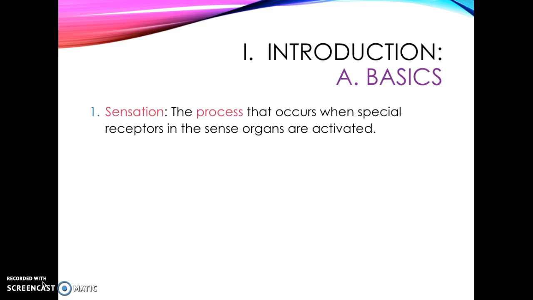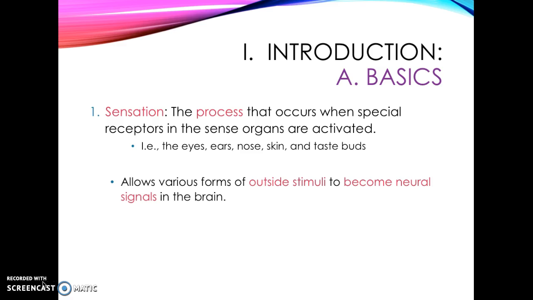So looking at the basics, we're starting with sensation. Sensation is a process that occurs when receptors in the sense organs are activated. So eyes, ears, nose, skin, taste buds. Basically, the sensation is the physiological experience. So there's outside stimuli, and it is turning into neural signals in the brain. So it is the objective information, as much as something can be objective.